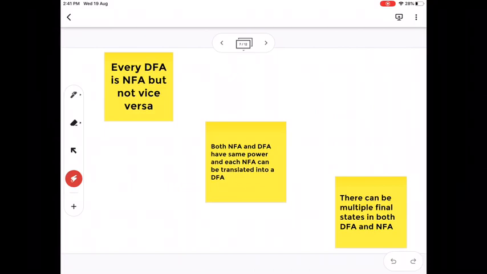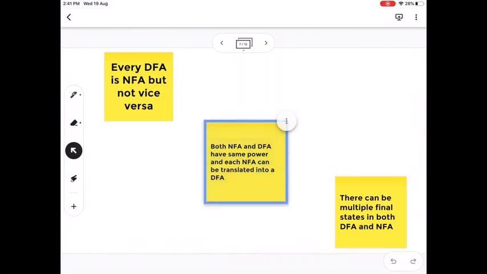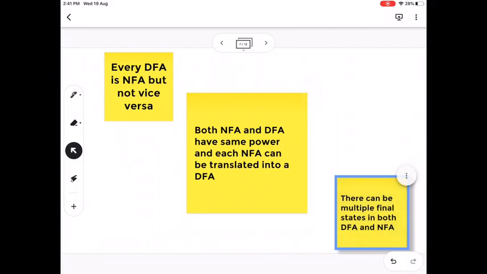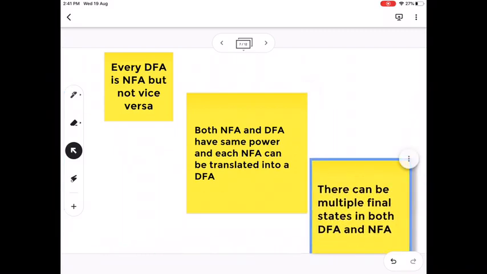Then both NFA and DFA have the same power, and each NFA can be translated into a DFA. So, both have the same power. Okay. Then the next point, there can be multiple final states in both DFA and NFA. Okay. So, as both have the same power, you can anytime convert them. Okay. You cannot convert a DFA to an NFA, but NFA to DFA you can anytime convert.